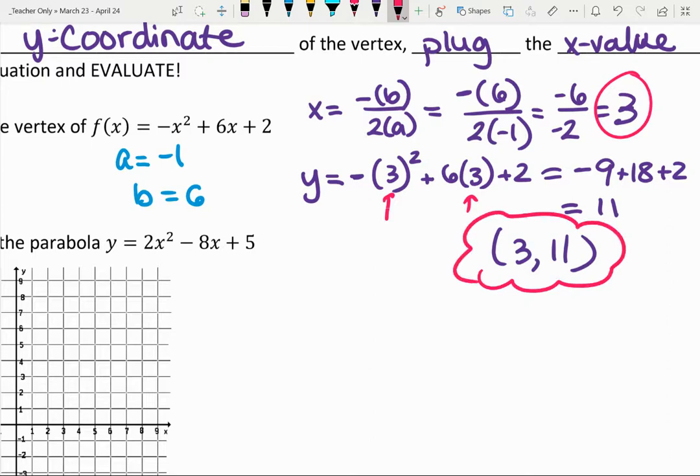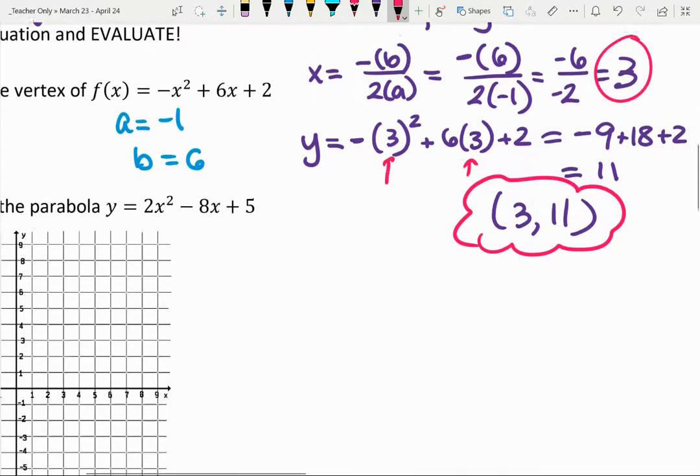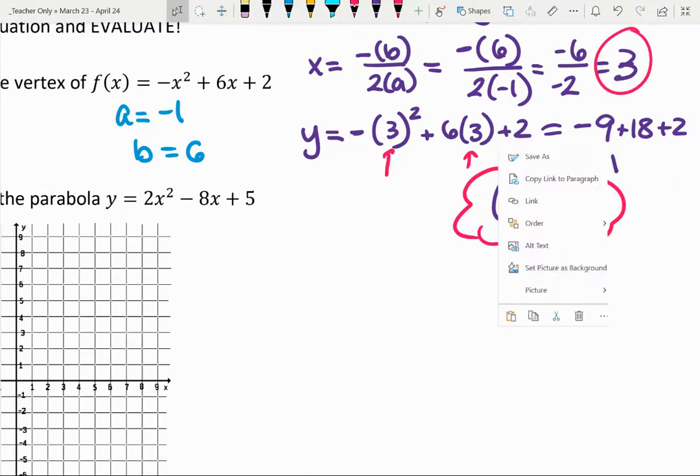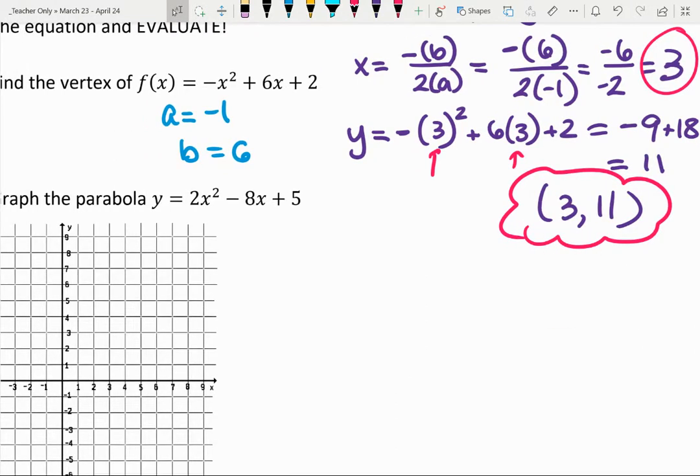So our goal today is to continue to use this vertex formula to graph parabolas from standard form, and then again identify those key features that we reviewed a bit yesterday with vertex form.